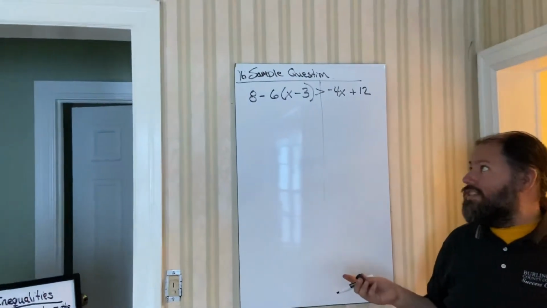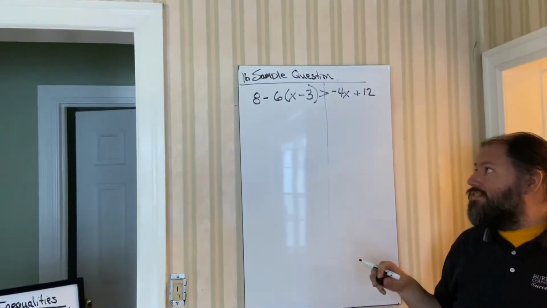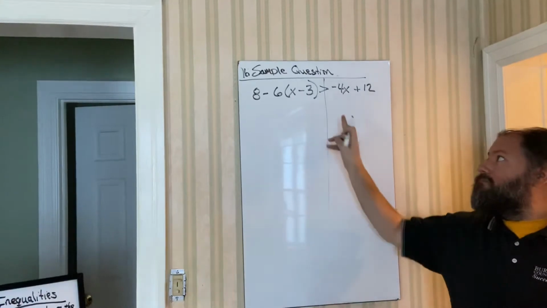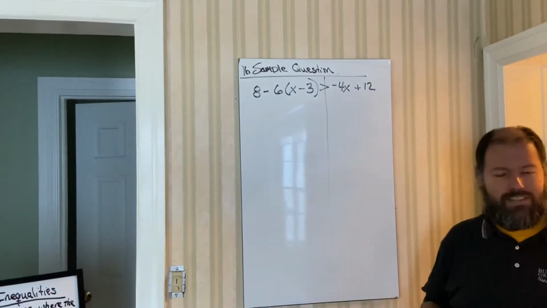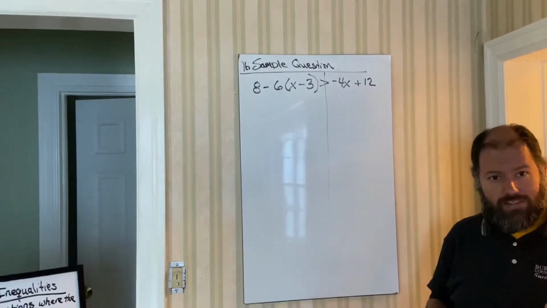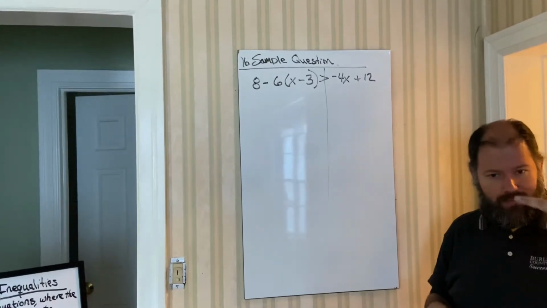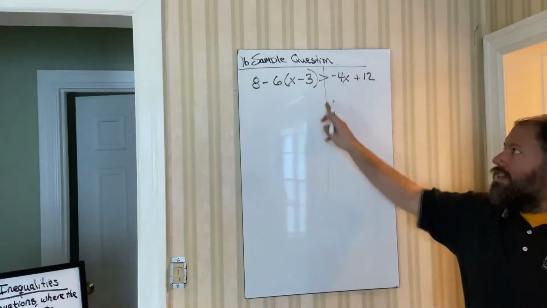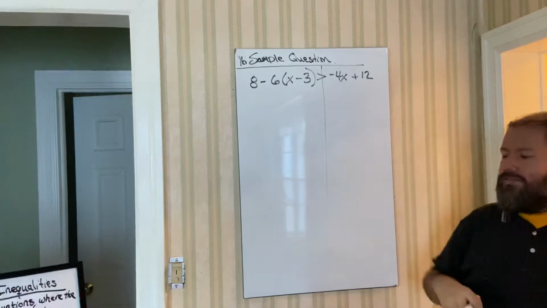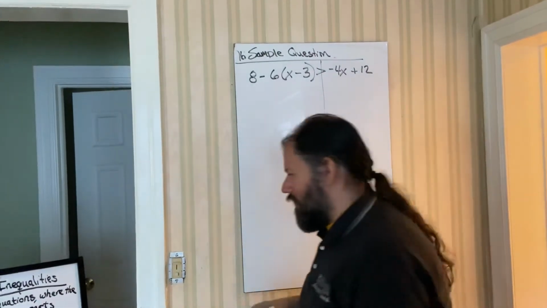Another sample question here on number 16 that I have up on the board. You can see the inequality symbol. So we're going to have to do those three parts. Remember, we're going to solve, graph, interval notation. I drew the line where the inequality symbol is, then I ask myself to simplify.